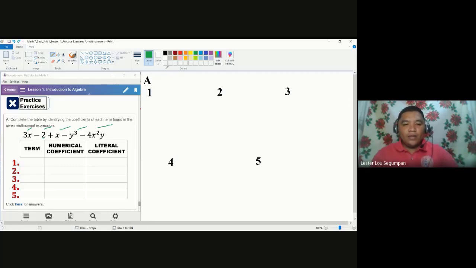So for number one, let's consider this term. Our term is 3x. So I'm going to copy here 3x. In this given term, we can separate this into two different coefficients. One is the numerical coefficient, and next is the literal coefficient. If we say numerical coefficients, it is actually equivalent to the constants found in the term.